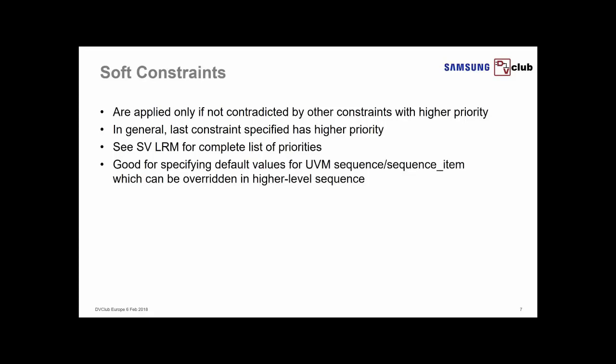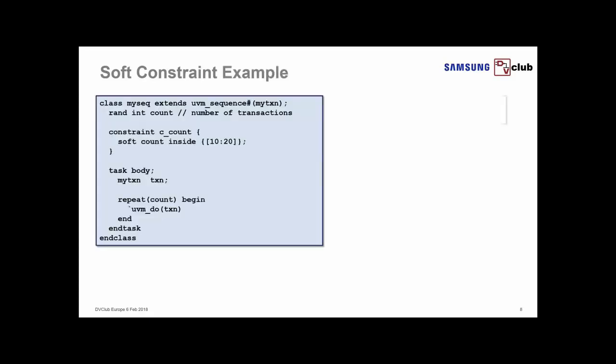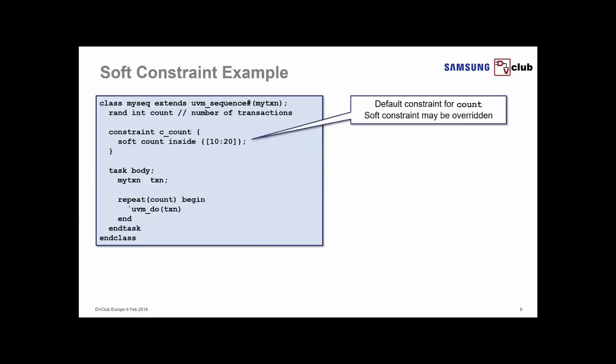And where I've found soft constraints useful is if I wanted to specify a default value for, like, a UVM sequence or sequence item variable, but I want to be able to override that when I instantiate that sequence in a higher level sequence. And here's a simple example of that. I have a somewhat trivial UVM sequence that I've defined, and in here I have a soft constraint for the count variable. So by default, count will be between 10 and 20.